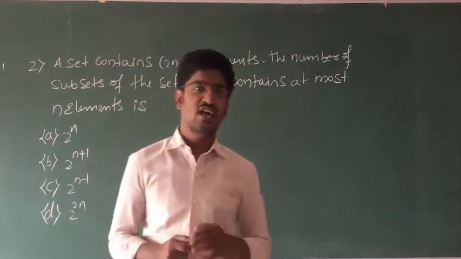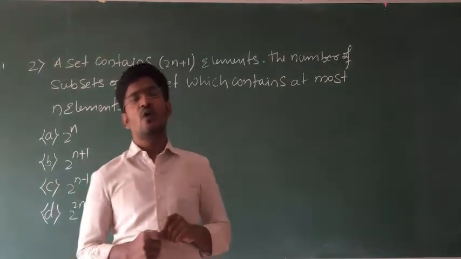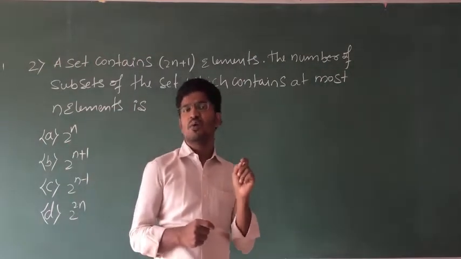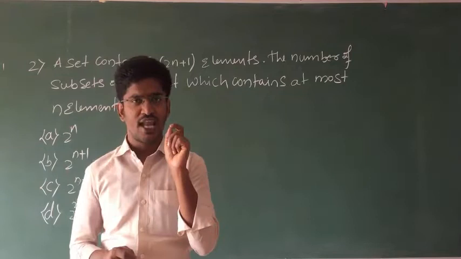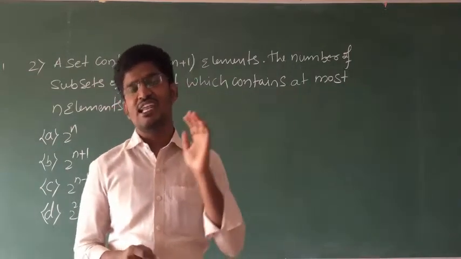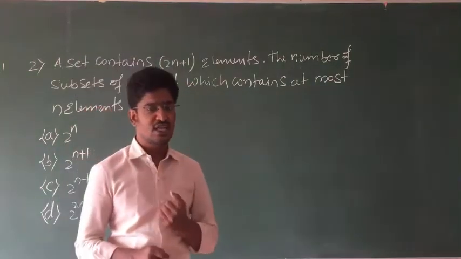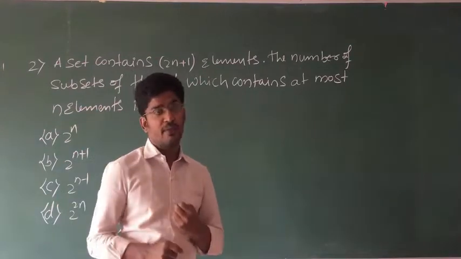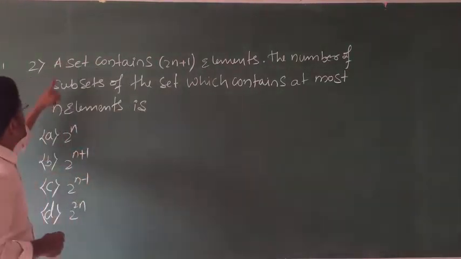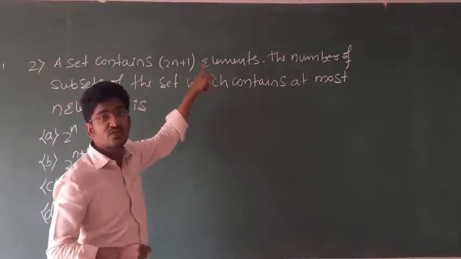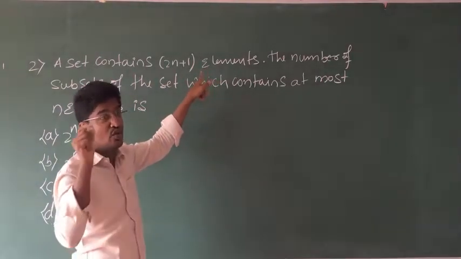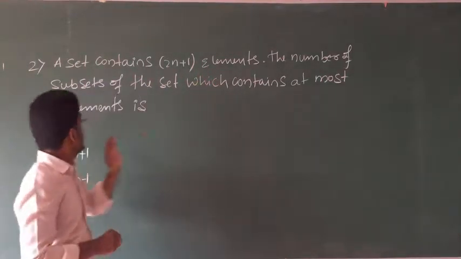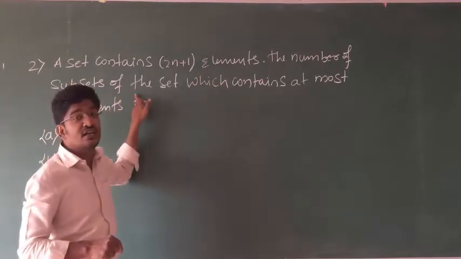Because see here, as you all know, the formula for the power set is 2 to the power of n, where n is the number of elements present in the set. That formula we know. So see here, a set contains 2n plus 1 elements. A set has 2n plus 1 elements. Then the number of subsets.